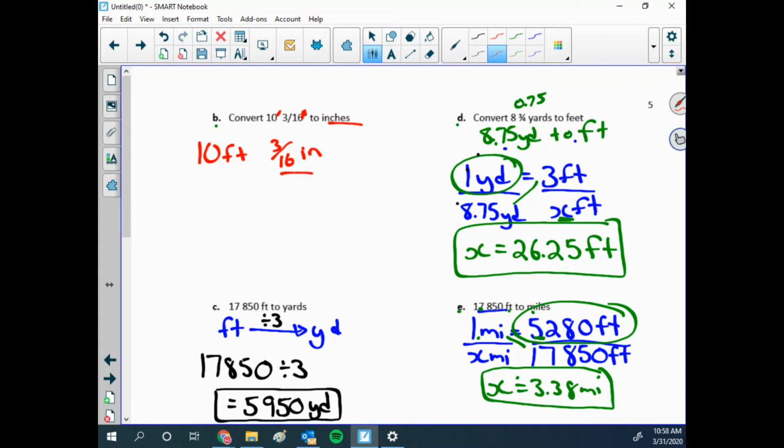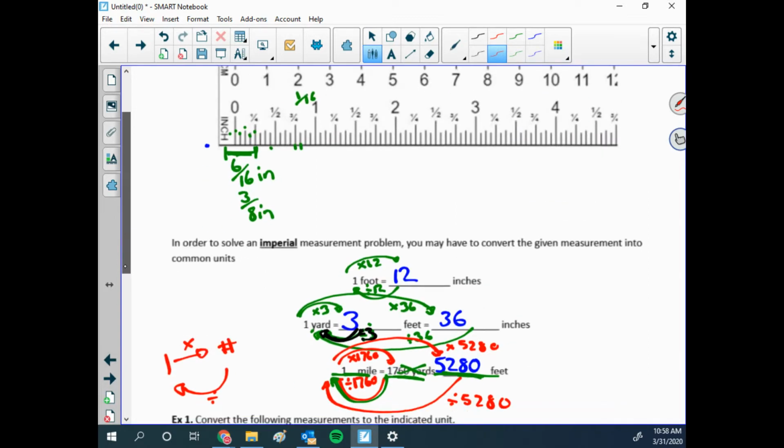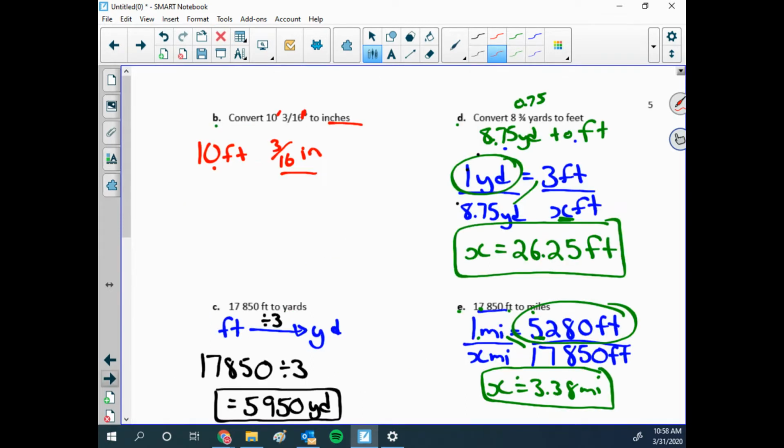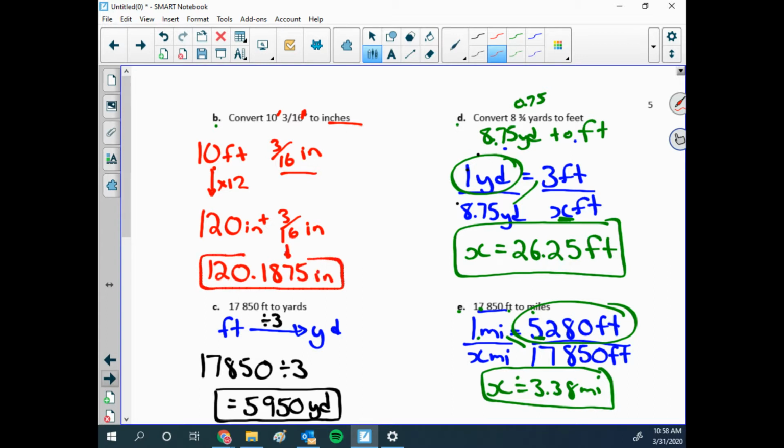So I don't need to convert this. What I need to do is change the feet to inches. And if we remember, to go from feet to inches, I just times by 12, because there are 12 inches in a foot. So I would take this and times it by 12. So I get 120 inches, and I'd have 3/16 of an inch. So really all I need to do, now that those are in inches, is just add both of them together. So I would get 120.1875 inches. So that's if I change this to a decimal.